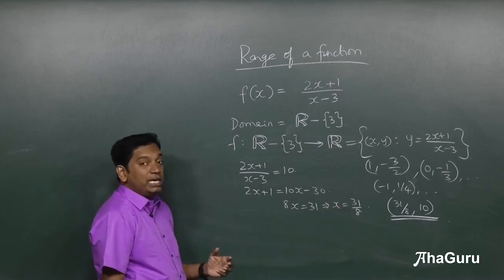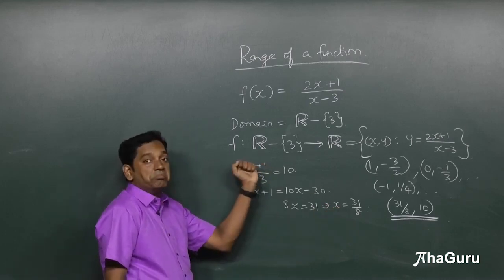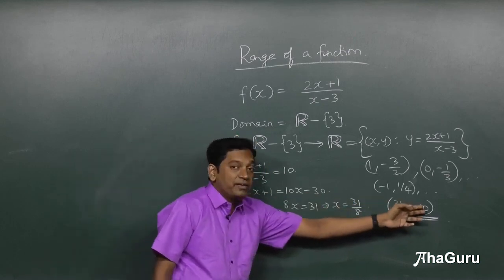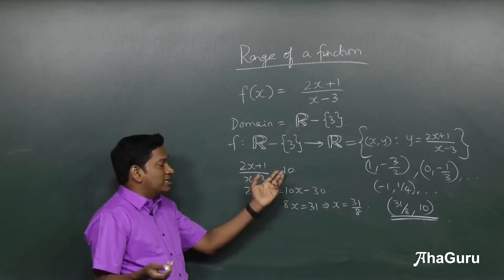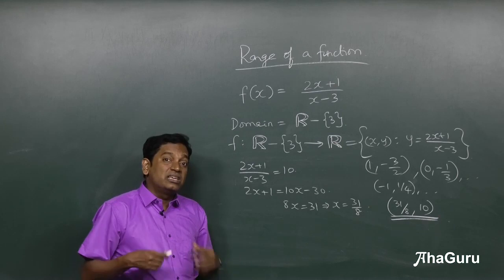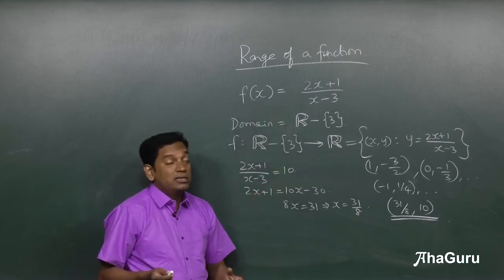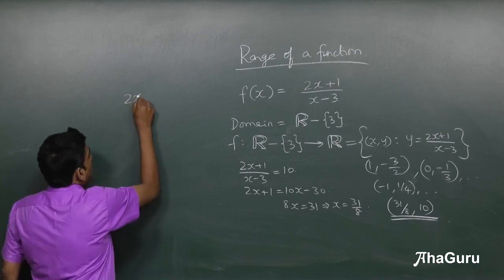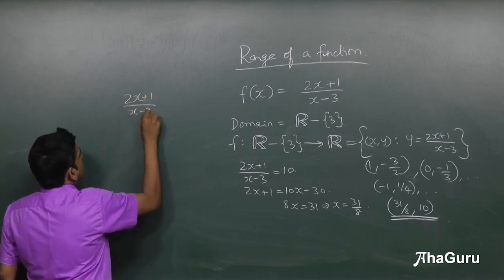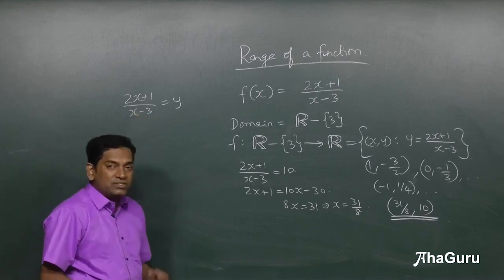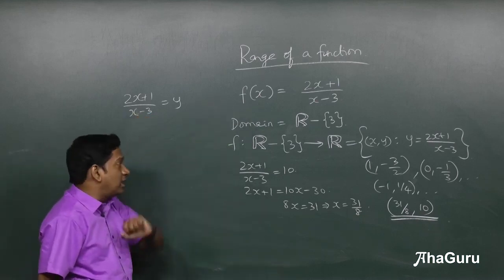But we can't be testing each and every number like this. Okay, how did we know that 31 by 8 will give 10? Because we just asked the question, is 10 possible? Okay, but should we ask this question for every single real number? That's too tedious. So instead what we can do is, we can ask the question, let's say 2x plus 1 by x minus 3 is equal to y, some y. Okay, and let's find what y is allowed or what y is not allowed.